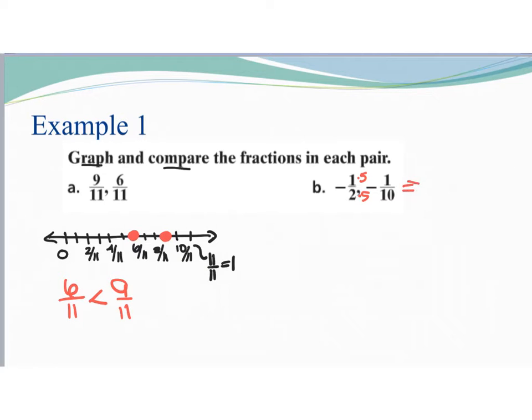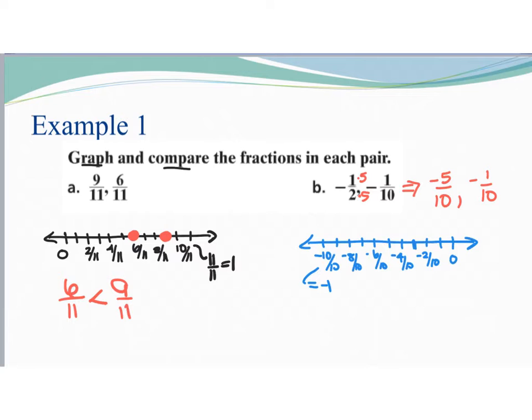So really what I'm going to be comparing is a -5/10 and a -1/10. Now, because I have that common denominator, I have like terms that I can go ahead and compare. So I'm going to do the same thing. I'm going to start out by drawing a number line. Here I've created my number line, and because I'm dealing with two negative numbers, I'm going to go from -1, which is -10/10, all the way up to 0.